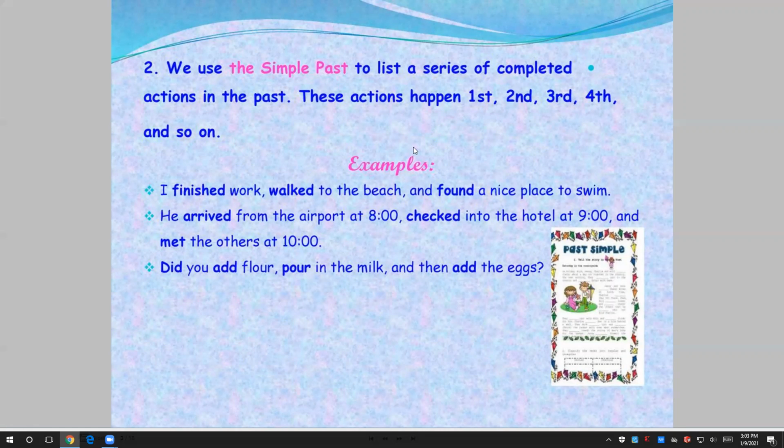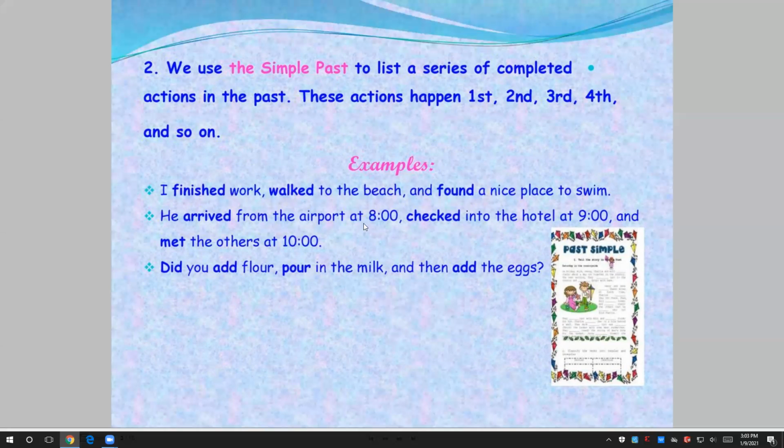Now see some of the examples. I finished work, walked to the beach, and found a nice place to swim. You can see here that we have got a series of completed actions in the past in this sentence. So I finished work first, and then walked to the beach, and then found a nice place to swim.